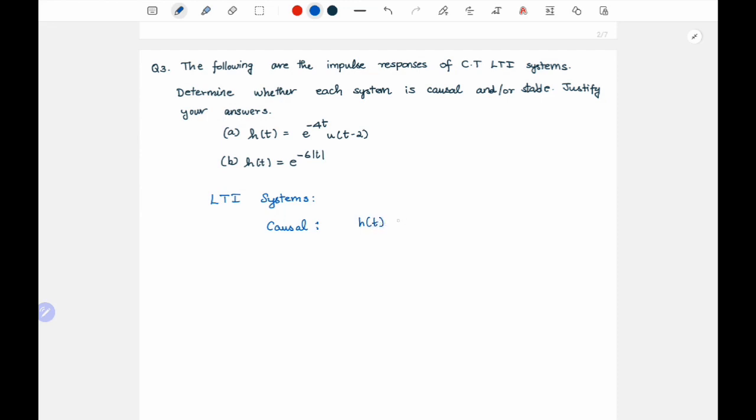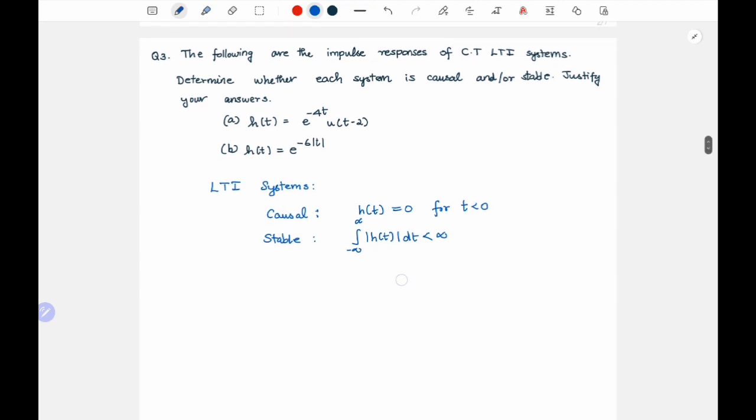h of t should be equal to 0 for t less than 0. And what about stability? The absolute integral from minus infinity to infinity of mod h of t dt should be less than infinity. It should be finite. Then we can say it is stable. So we'll use these two properties here.